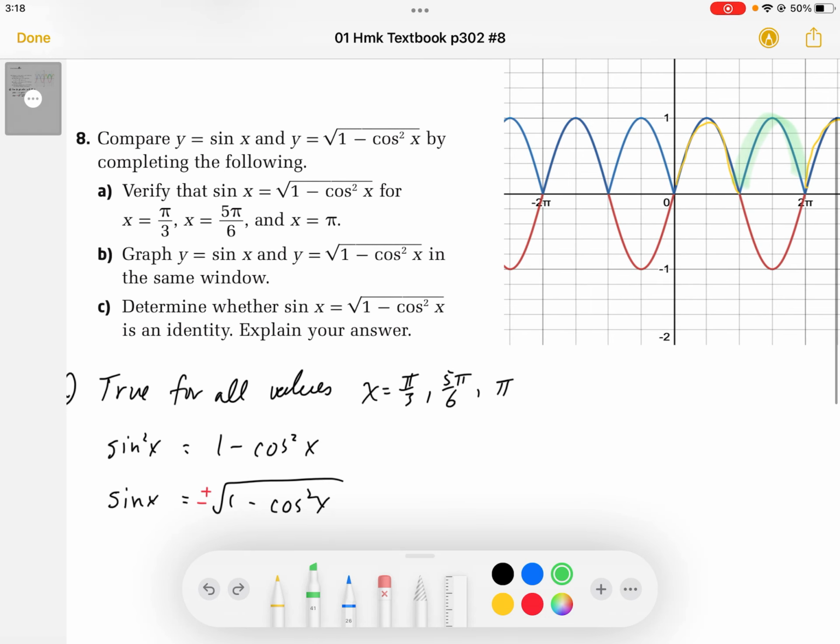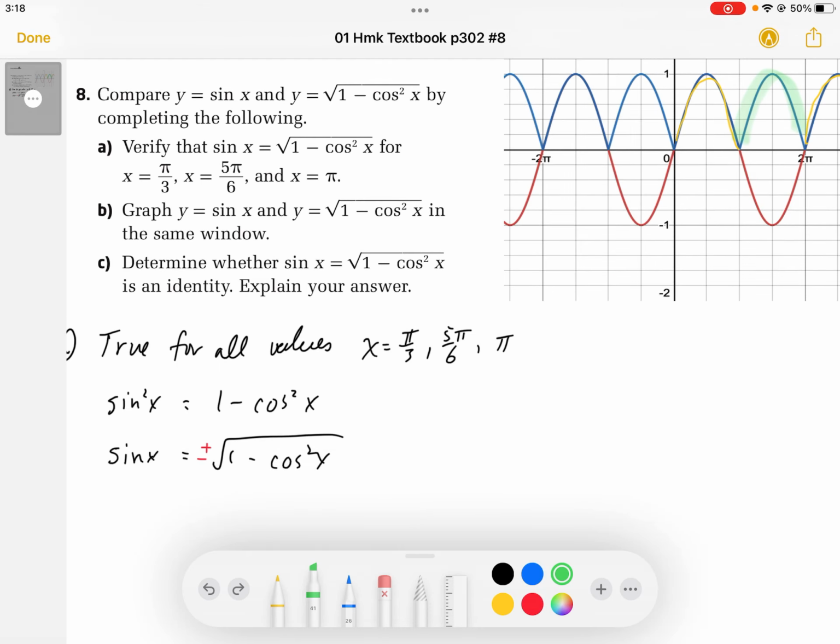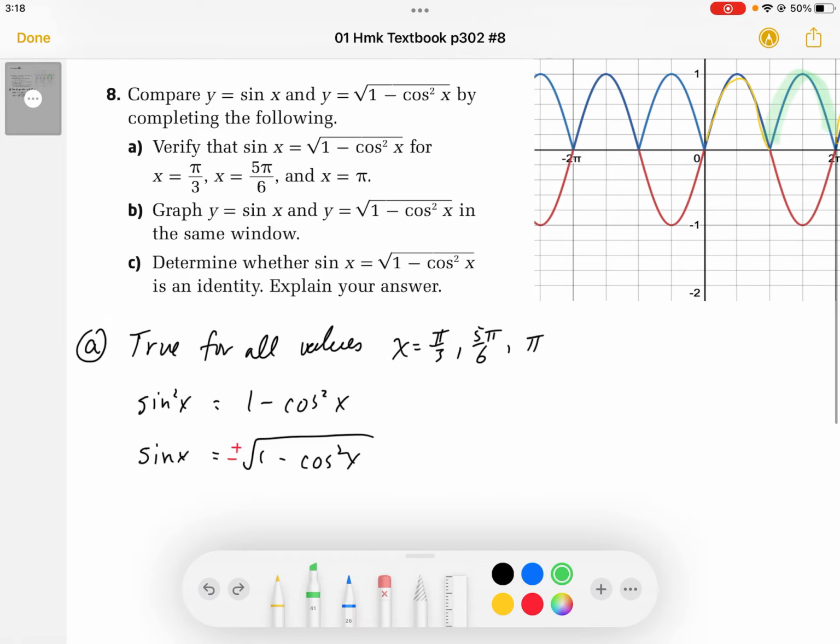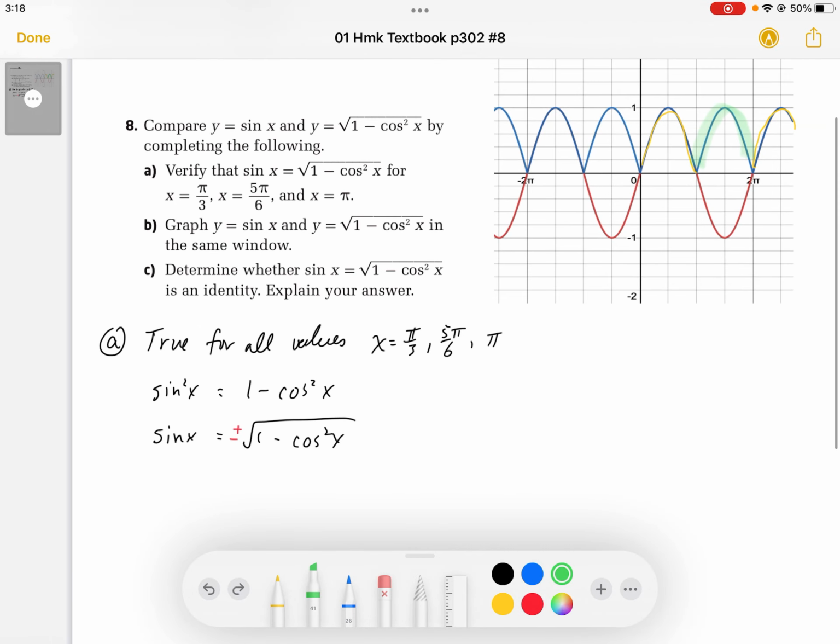So determine whether sine x equals the square root of 1 minus cos squared x is an identity. Well, this is kind of true. Okay, so it is true for the domains given, so the positive domains here. So for C, we're going to write, for C, it is true only for certain domains.